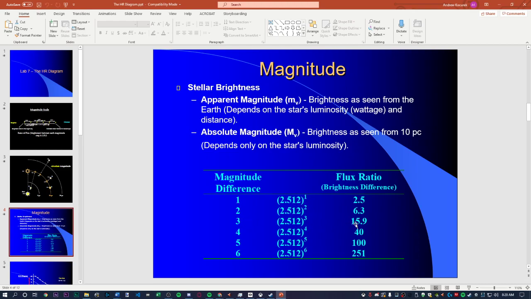If you have a difference of 3, it's about 15.9, 16, let's say. If you have a difference of 4, it's 40. If you have a difference of 5, it's 100. Hint, hint, hint for the lab. And if you have a difference of 6, let's say you're measuring a magnitude 0 star compared to a magnitude 6 star, it's going to be 251 times brighter or dimmer, depending on which star you're looking at. If you're comparing the magnitude 6 star to the magnitude 0 star, it's going to be 251 times dimmer than the magnitude 0 star, let's say.